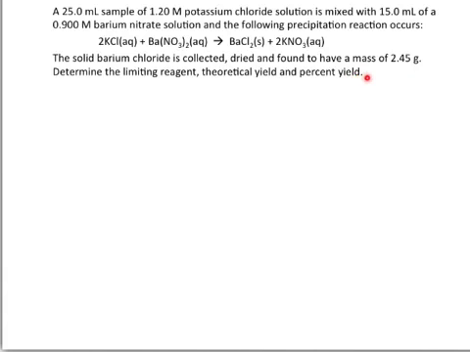So the first thing I need to do is find out how many moles of potassium chloride and how many moles of barium nitrate I have. To do that, we need to use the molarity equation, which is that the concentration is equal to the moles of solute divided by the volume of the solution. To get moles, I'll need to rearrange my equation a little bit. To solve for moles, I'll need to multiply both sides by volume. So my equation becomes the moles is equal to the concentration times the volume.